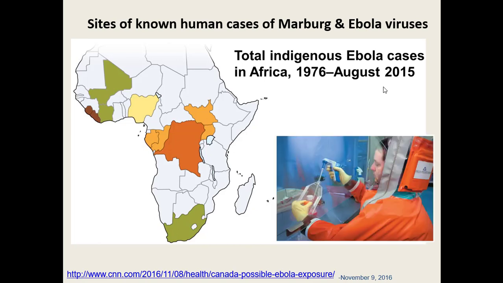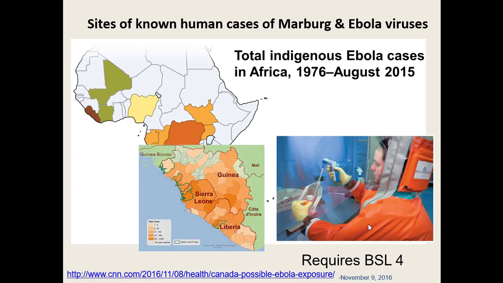The highest concentration is in countries on the western coast of Africa. Now, we have had cases of Ebola here in the United States. It's all been people that have traveled. They picked it up somewhere else and brought it back with them.